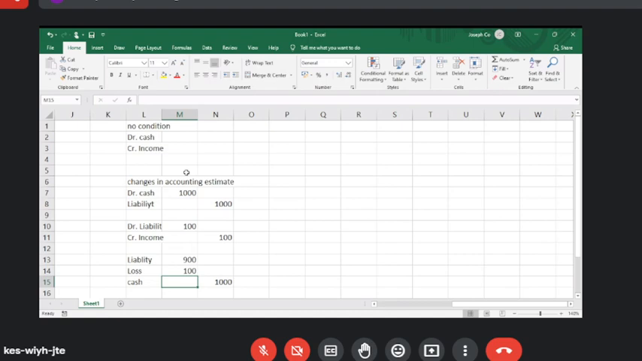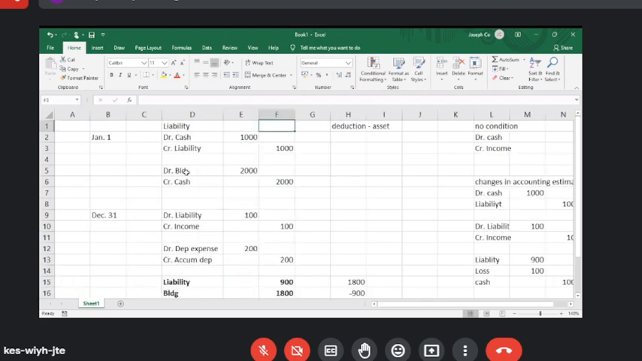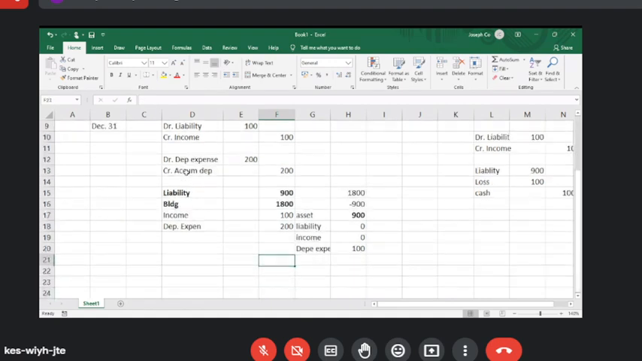Ang treatment sa bigay-bawi is changes in accounting estimate. Okay? Kaya nga, kung deduction sa asset or under changes in accounting estimate, no? Where naka-record depreciation is 100. Yung kulang ng depreciation na 100, or 200 minus 100, i-record po prospectively. Wala tayong retroactive adjustment.